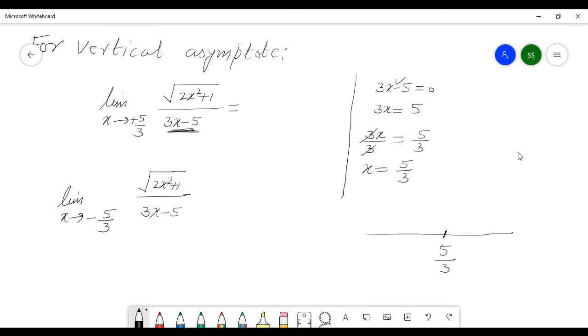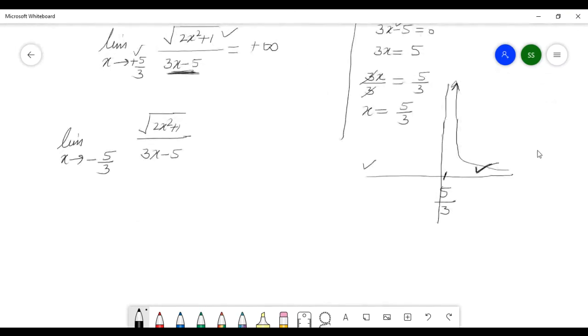x equals 5 by 3, this line. You take a number bigger than 5 by 3, on the right side. In this function, the positive number here means the function goes this way, to positive infinity. When you take a number on this side, the right, the function goes up to infinity.